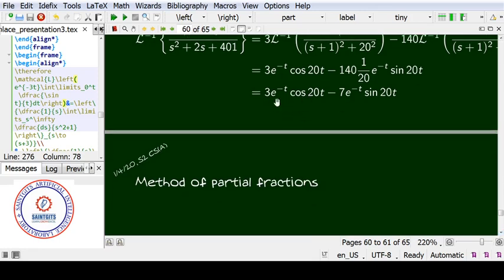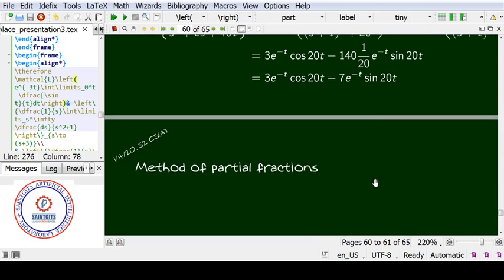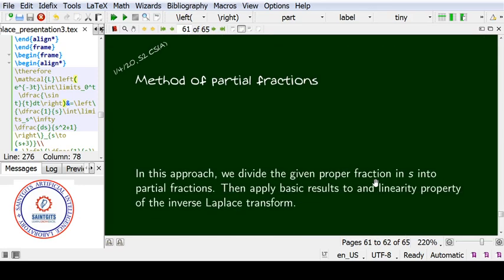e raised to minus t into 3 cos 20t minus 7 sin 20t. The second method is the method of partial fractions. This method is familiar to us. In the plus 2 classes we have done a lot of problems in integration using partial fractions. We will do the same thing here to find the inverse Laplace transform.